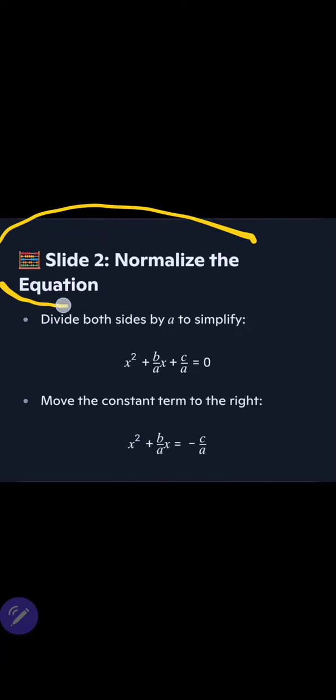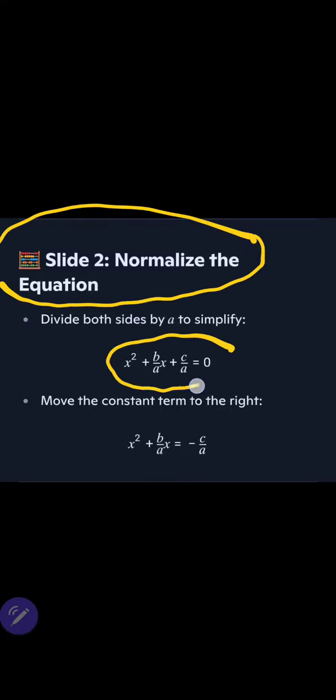We normalize the equation now. You divide the entire equation by a, giving this equation, which is actually a monic quadratic polynomial, monic meaning the coefficient of x squared is 1. And then you move the constant term to the right hand side as shown.